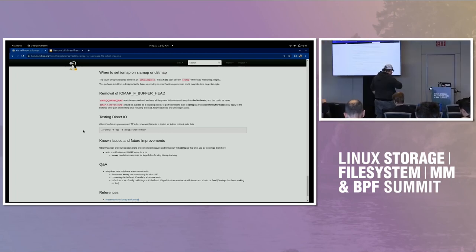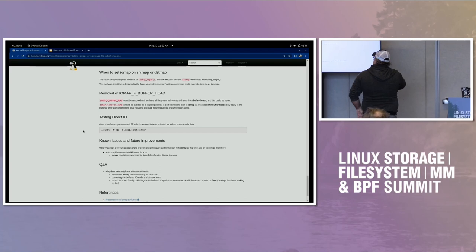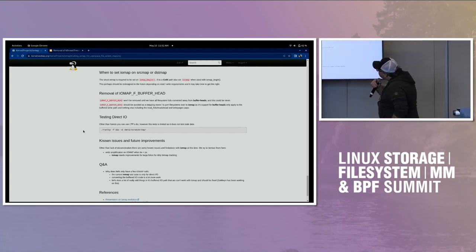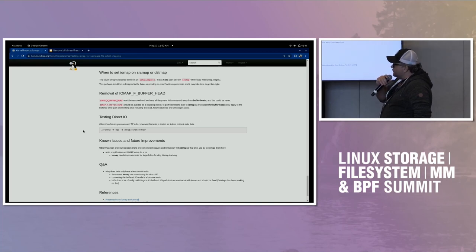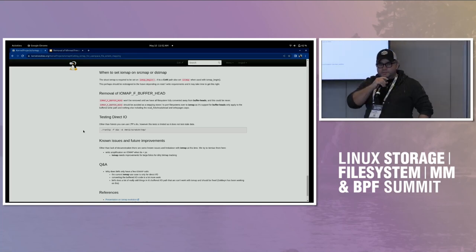Another thing is testing, right? So John Carr had mentioned one of the LTP tests that he ran to test Direct IO, for instance. Is there any other sort of test that folks have been focusing on?